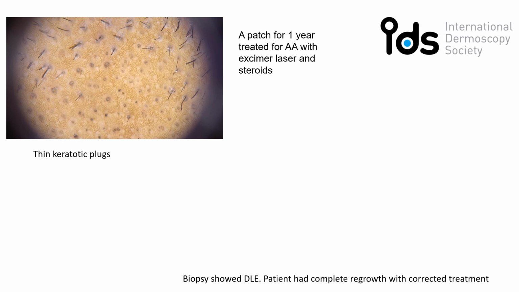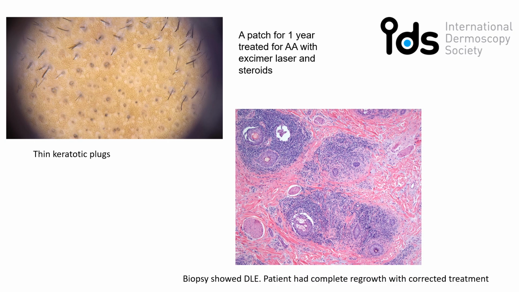What about yellow dots with the red spider? You can see these big yellow dots and these thin arborizing vessels around them. When you see this, do not mix this with alopecia areata. Always take a biopsy because this could be a patch of lupus. And I'm going to show you an example of a patch treated for alopecia areata with lights and steroids for 1 year. You're able to see the thick keratotic plaques, and this is why you have to take a biopsy, because this is not alopecia areata. You see the interface inflammation of the follicles, making the diagnosis of discoid lupus.